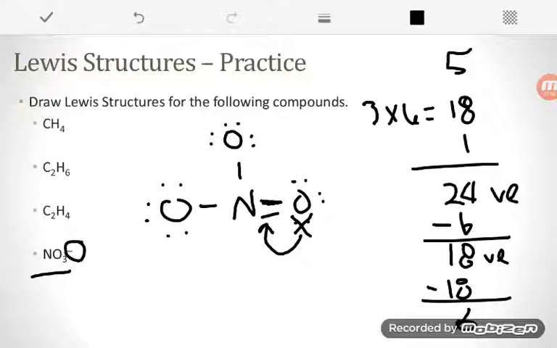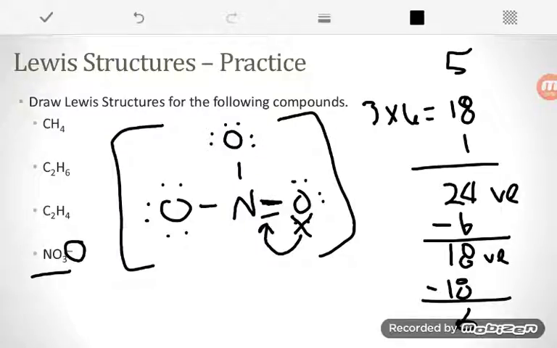And each of the other 2 oxygens has an octet because they have 6 lone pair electrons and then 1 bond, that gives it an extra 2, so that's 8. Because this is an ion, like we do with all ions, we'll put him in brackets and we'll put his charge on him.